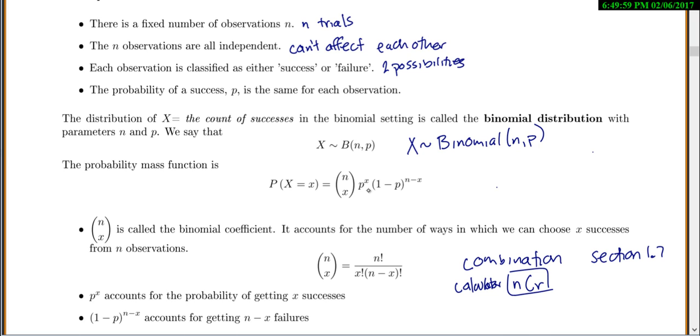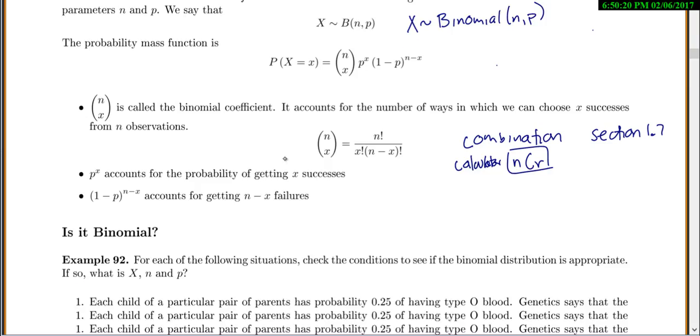Now this P to the X accounts for our probability of getting X successes. So P is the probability of success, and we raise it to the X power because you need X successes. And 1 minus P, that's the probability of failure, and you need N minus X failures. So again, for now, we'll just use that formula. As part of your homework, you'll see how we discovered it.